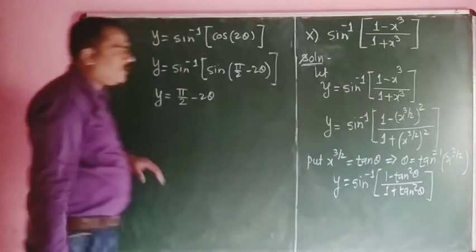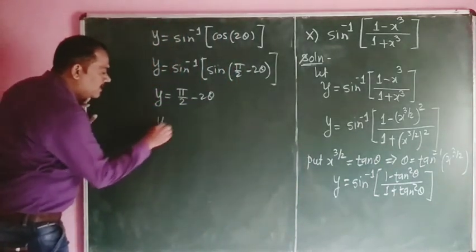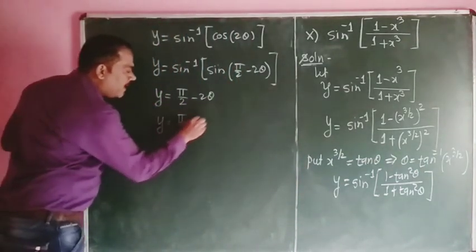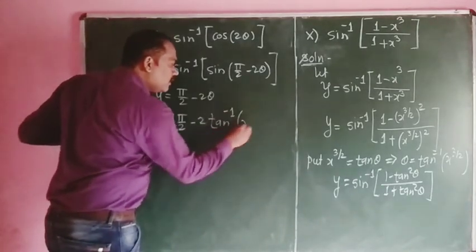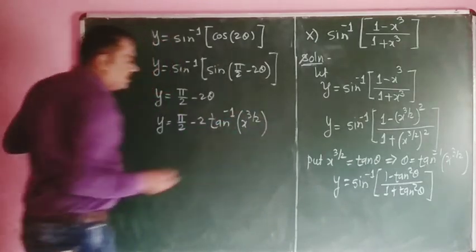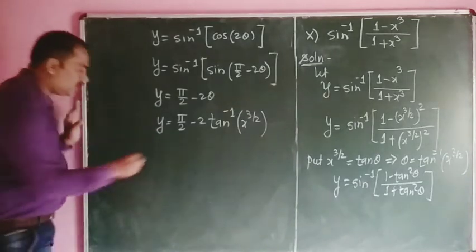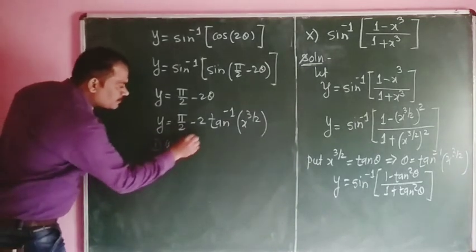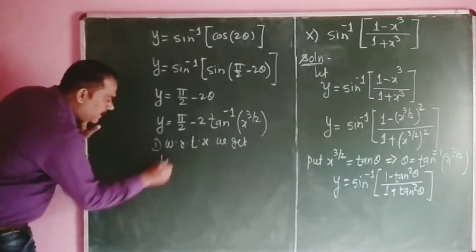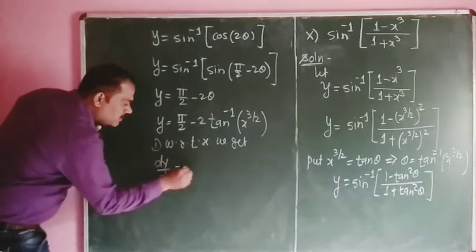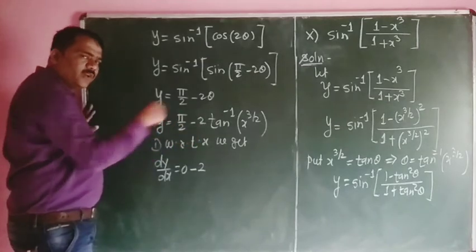What is the value of theta? Theta is nothing but tan inverse of x raised to 3 by 2. That is, y is equal to pi by 2 minus 2 times tan inverse of x raised to 3 by 2. Now we have to differentiate with respect to x. We get dy by dx is equal to, pi by 2 is a constant, its derivative is 0, minus 2. That 2 is a constant, so we take it outside.